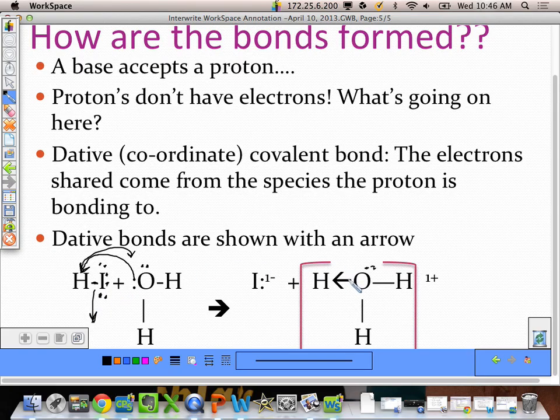So we show it as sharing, but all of the sharing is coming from the oxygen and going to the hydrogen. Then it's got an extra electron, and iodine is missing an electron. Yes, because they have gone with the hydrogen. Exactly. Good, good, good. And that's why we still have that +1 charge and the 1 negative charge. Perfect.